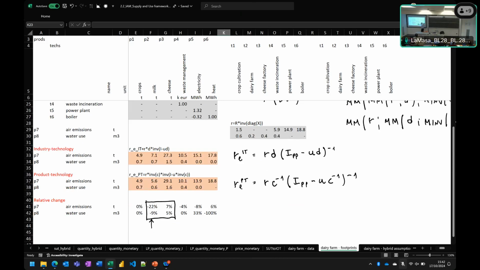So we have that. What can we say about these numbers here? In general, the impact of product technology, so the impact calculated based on the second block here, is lower for the milk and greater for the cheese. Why does the model behave like this?